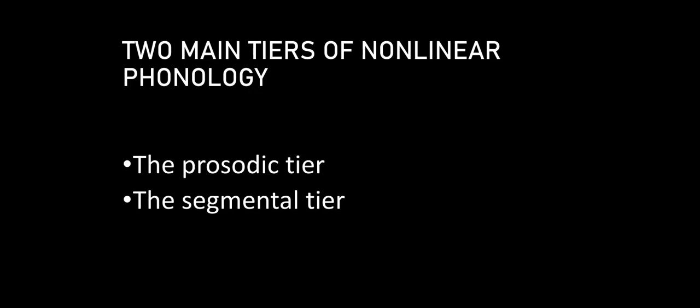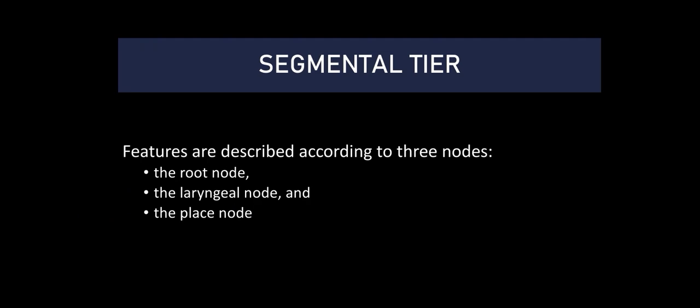Going back, we have discussed that there are two main tiers and we have learned what the prosodic tier is, and now we will move on with the segmental tier. In the segmental tier, the features of the individual speech sounds are described according to three nodes: the root node, the laryngeal node, and the place node.